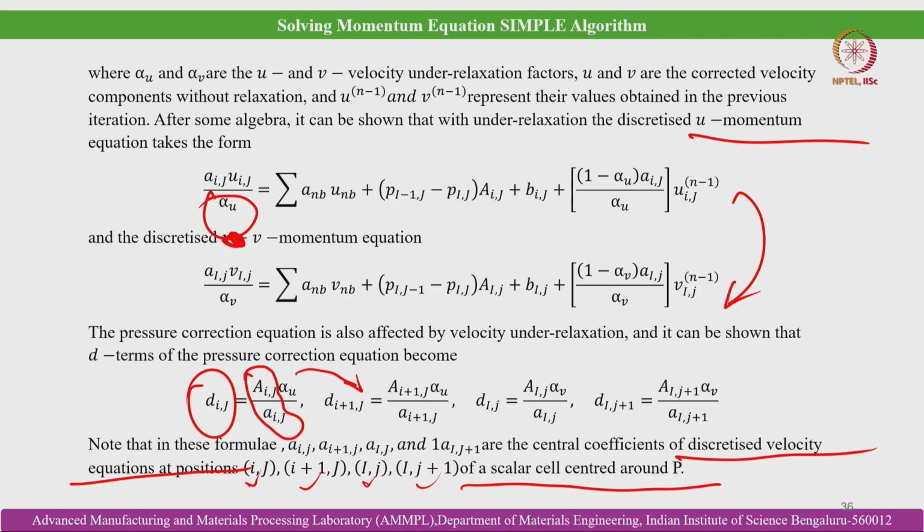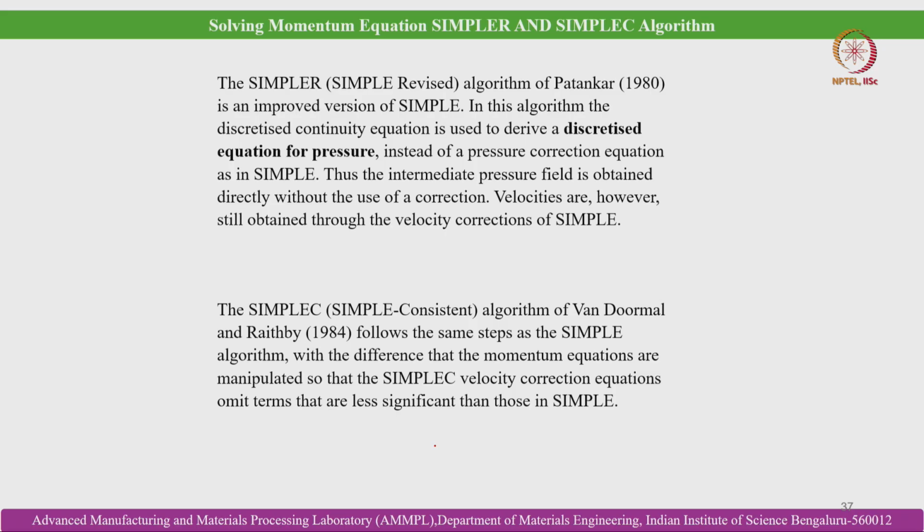So it is a small a capital I small j plus small j plus 1. It should not be capital J, it should be small j. Okay. Yeah. So with this we are done, and this one also needs to be corrected. So then we have discussed the simple algorithm for momentum equation solution.